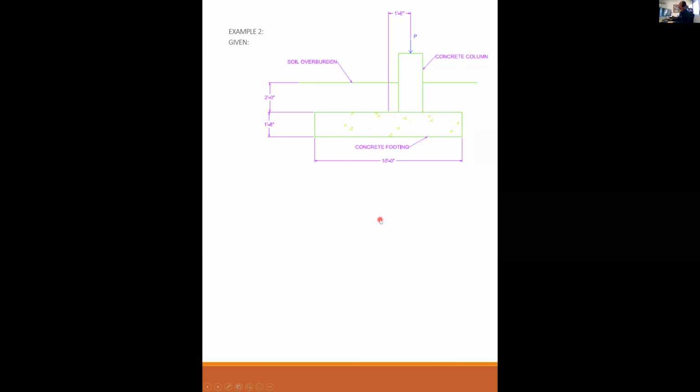Example number 2, given. All right, so here's basically the same problem, only now I have eccentricity on my column. The column is not centered on the foundation, it's off to one side. It's off to one side by 18 inches. So I have a dead load of 100 kips this time. I have a live load of 175. My soil density is 120. My concrete density is 150. And these are pretty average common values.